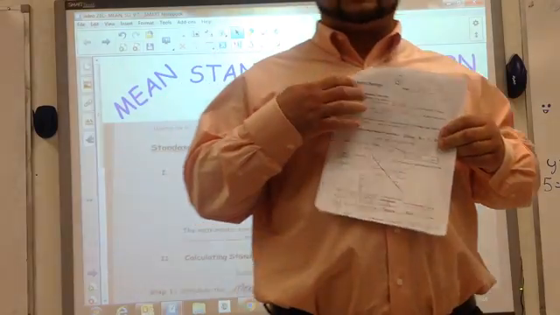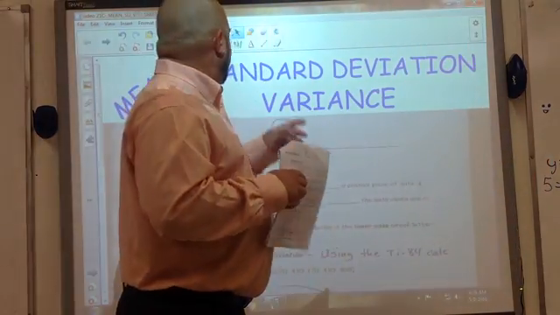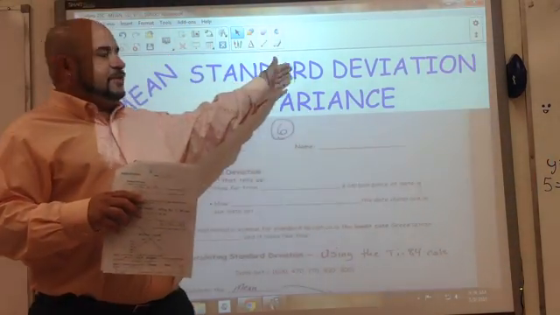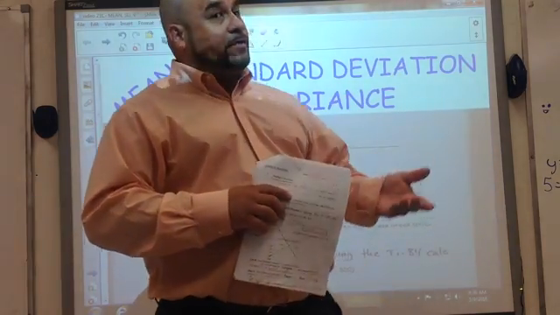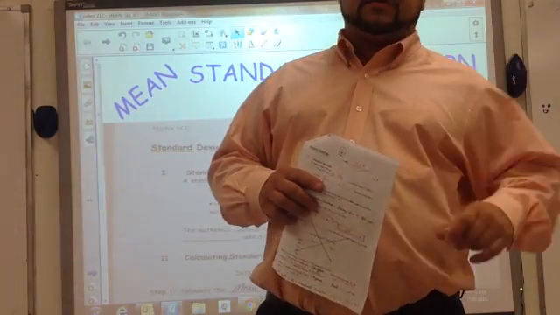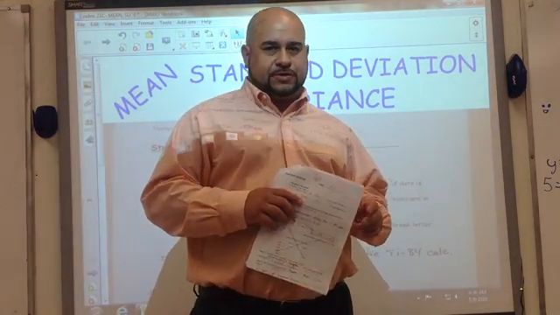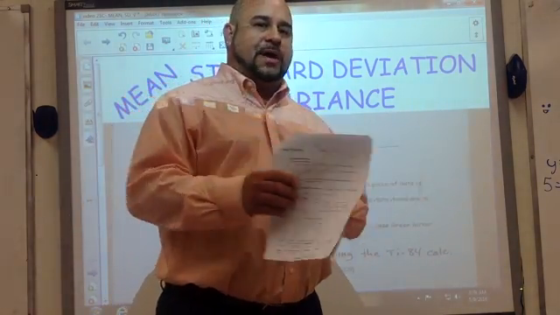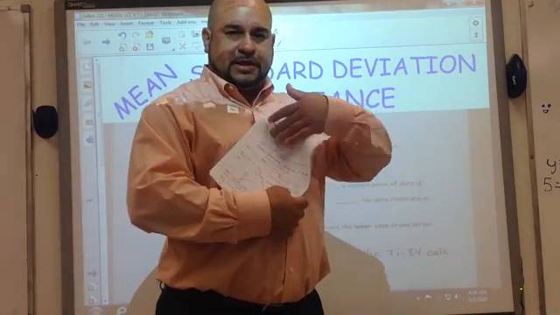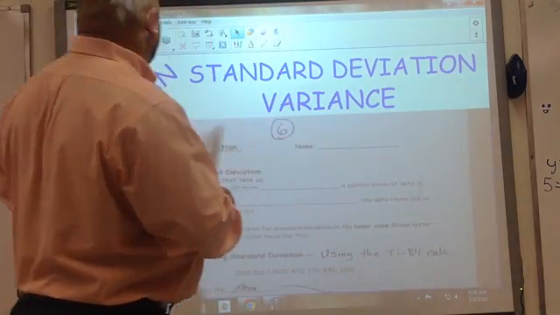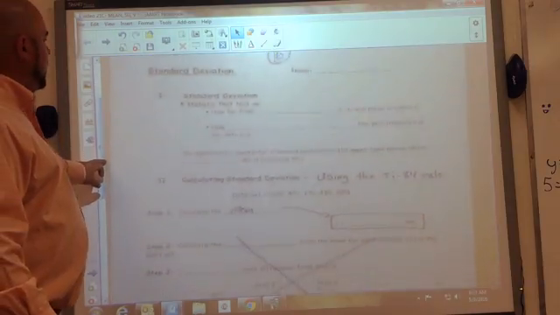We're on page 6 of your packet. We're going to be talking about mean, standard deviation, and variance. Now you've already had a little taste of the mean and standard deviation when we were finding the z-scores. So now we're going to keep talking about it and make sure we understand it clearly when it comes to our data. First of all, the standard deviation.